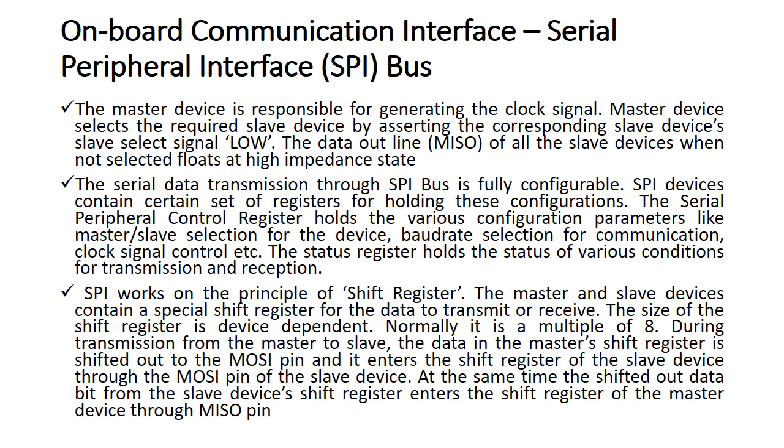During transmission from the master to slave, the data in the master's shift register is shifted out to the MOSI pin and it enters the shift register of the slave device through MOSI pin of the slave device. At the same time, the shifted out data bit from the slave device's shift register enters the shift register of the master device through MISO pin.